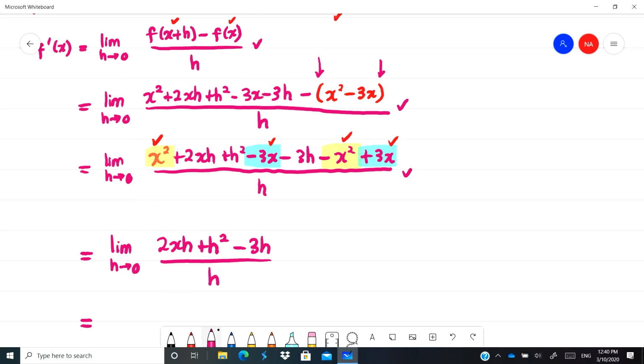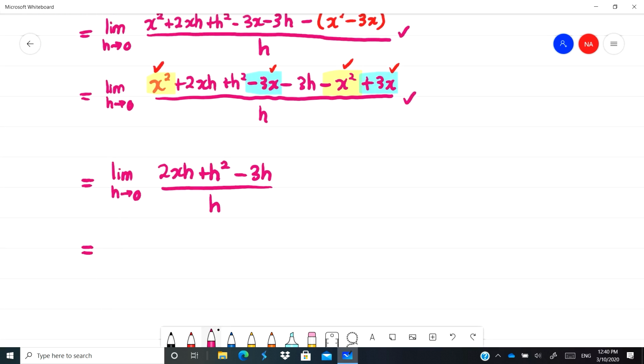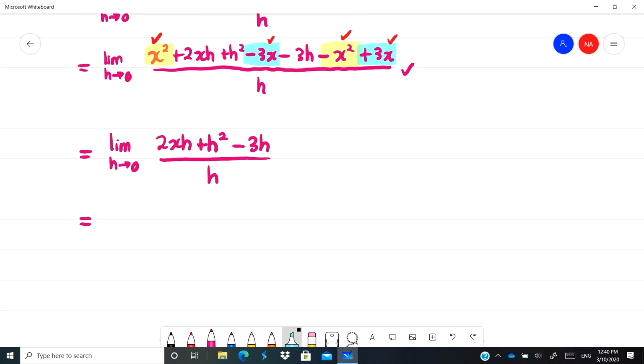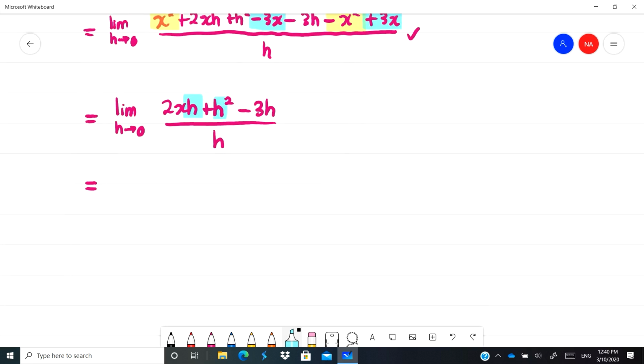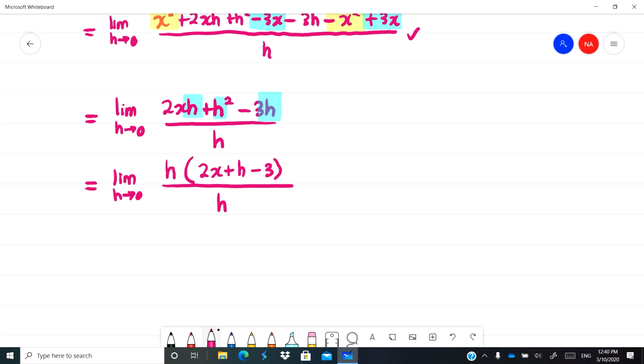We try to cancel those terms that can be cancelled, leaving only terms having h. Please note that all terms having h inside here, we can factorize that h. So factorizing h, we have not substituted the value of h with 0, so we write this limit. We'll factorize, so we'll get 2x plus h minus 3, the whole thing over h.